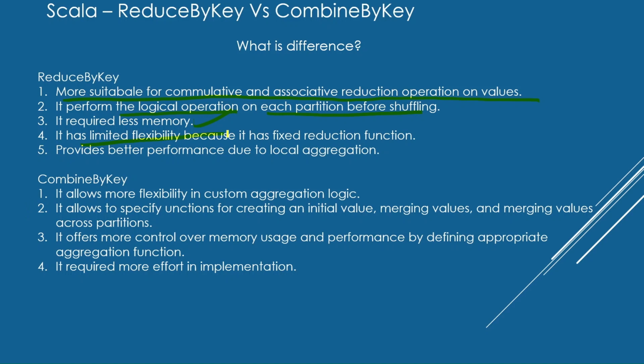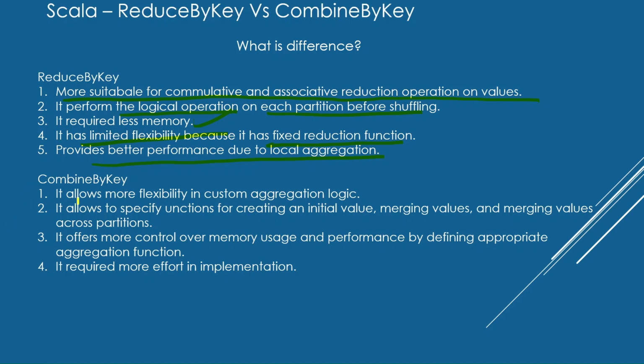It has limited flexibility because it has a fixed reduction function. So if you want to do any kind of custom reduction function, it would be very difficult to do with the help of reduce by key. It provides better performance due to the local aggregation. We understand the logic behind local aggregation and how the data is reduced drastically whenever we use it.